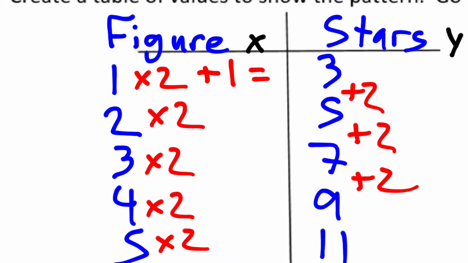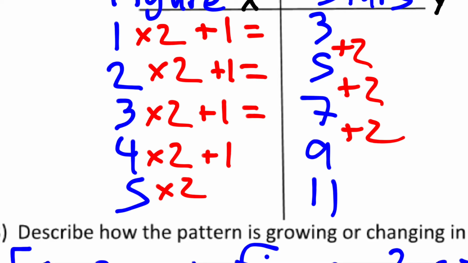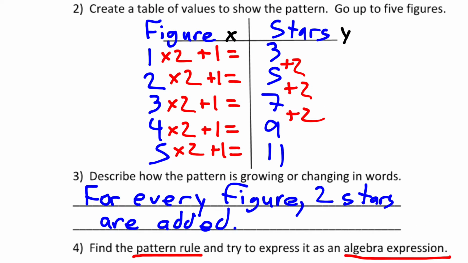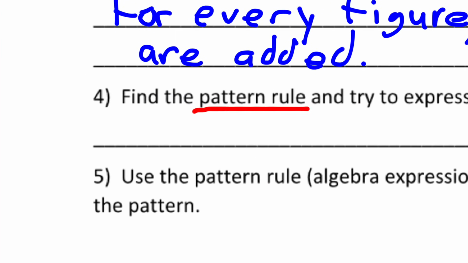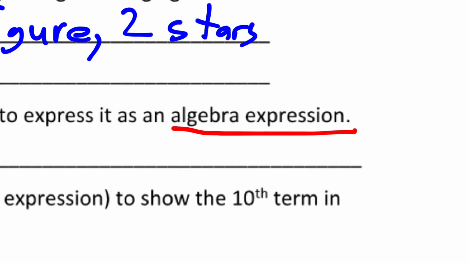Now, does this work every time? 1 times 2 is 2, plus 1 is 3. 2 times 2 is 4, plus 1 is 5. 3 times 2 is 6, plus 1 is 7. 4 times 2 is 8, plus 1 is 9. 5 times 2 is 10, plus 1 is 11. So that works every time. And you can see here the algebra expression or the pattern rule has 2 parts. It's times 2 plus 1. So for that pattern rule, we'd say figure times 2 plus 1.